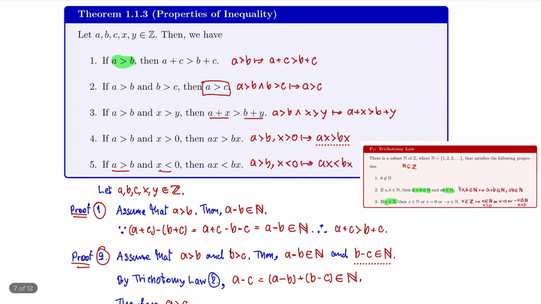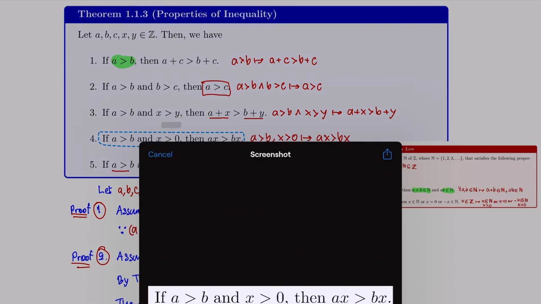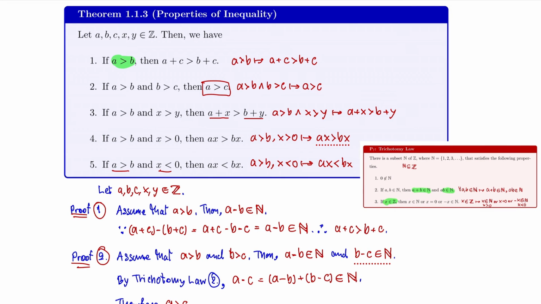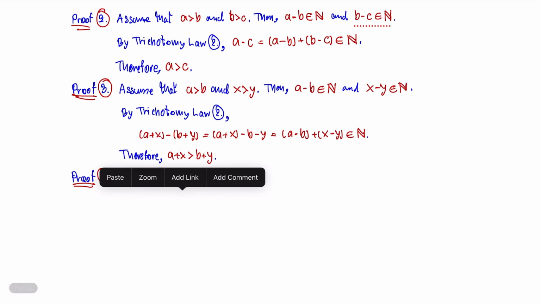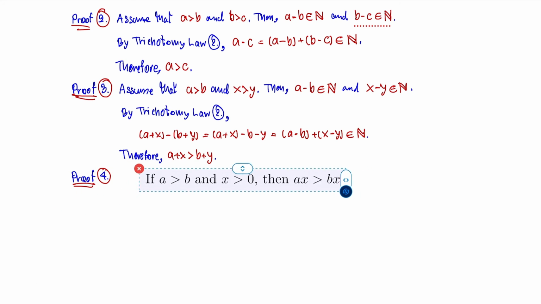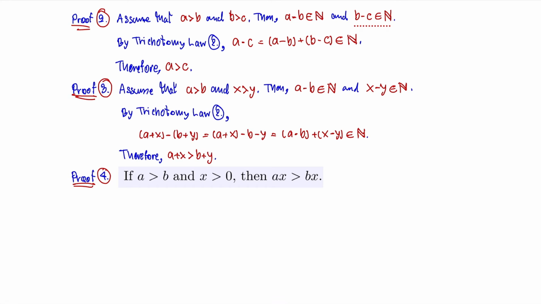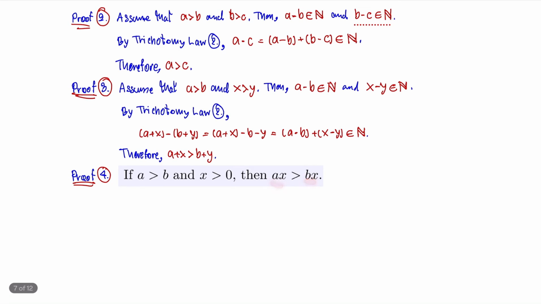So let me copy this property. For number four, if we have a greater than b and x greater than 0, then ax is greater than bx. Alright, so we're going to assume that a is greater than b and x greater than 0. Okay, so a greater than b and x greater than 0.